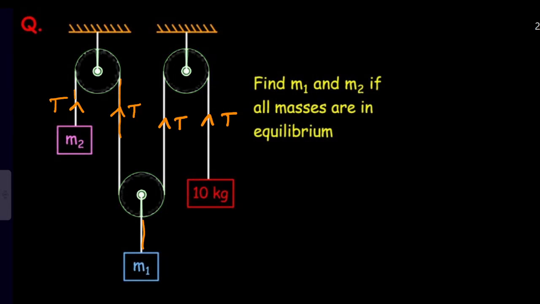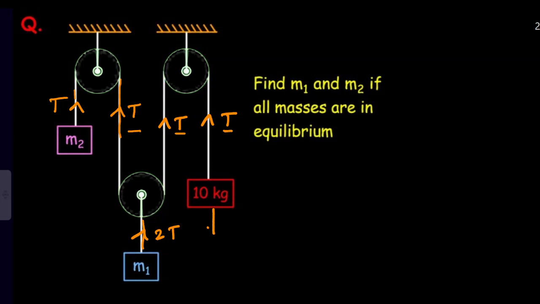Okay. Now look at now here. So this is tension T, this is T. So that means this is 2T. So now look at now here, this is tension T. Now this system is in equilibrium.